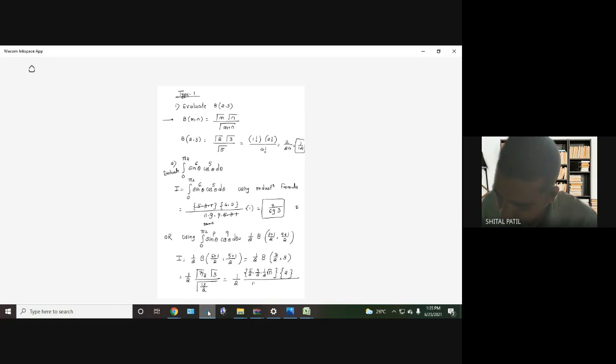Gamma 13 by 2: 11 by 2, 9 by 2, 7 by 2, 5 by 2, go on subtracting 2, 3 by 2, 1 by 2, gamma half, root pi. These values and these values will cancel. And then this 2 will cancel. 8 divided by 693. Please check your answer. So use any method, you will get the same answer.